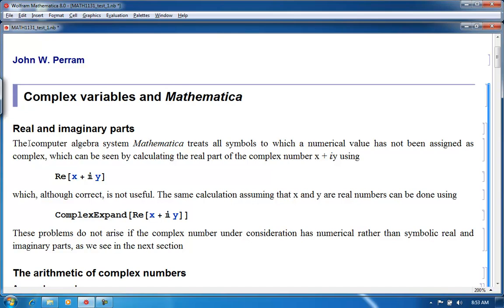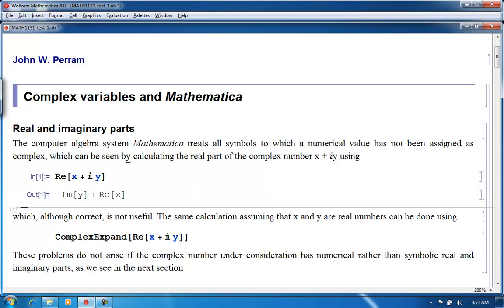One of the curious things about Mathematica, or it's not curious, is it treats all symbols to which a numerical value has not been assigned as complex. So, as an example of this, we want to look at the real part of x plus iy, and if we execute that, it will tell us that that's equal to the real part of x minus the imaginary part of y, which is correct, but not very useful.